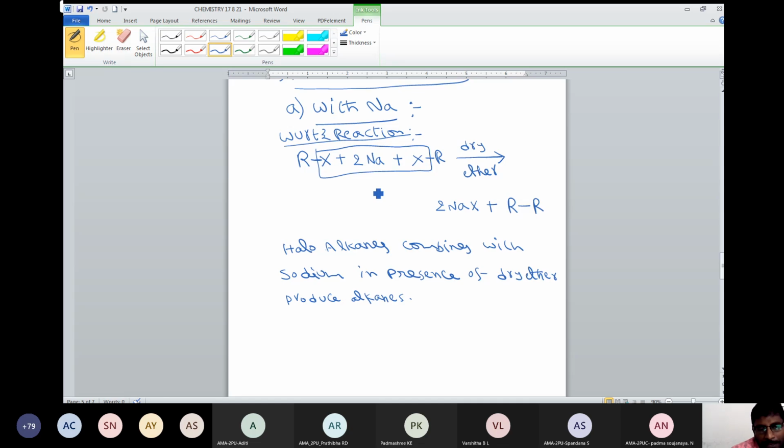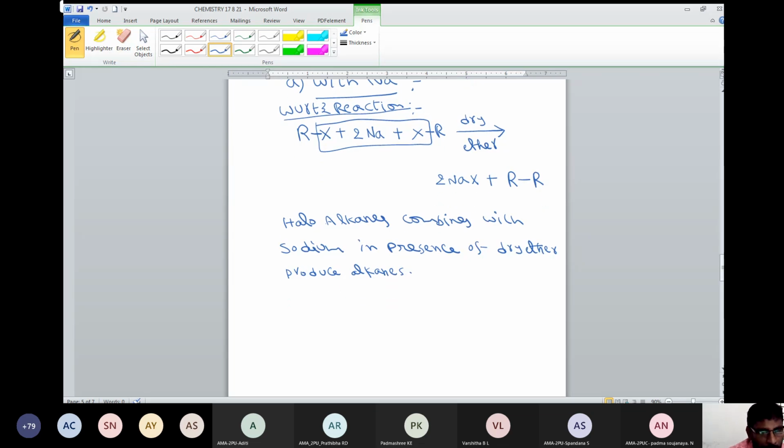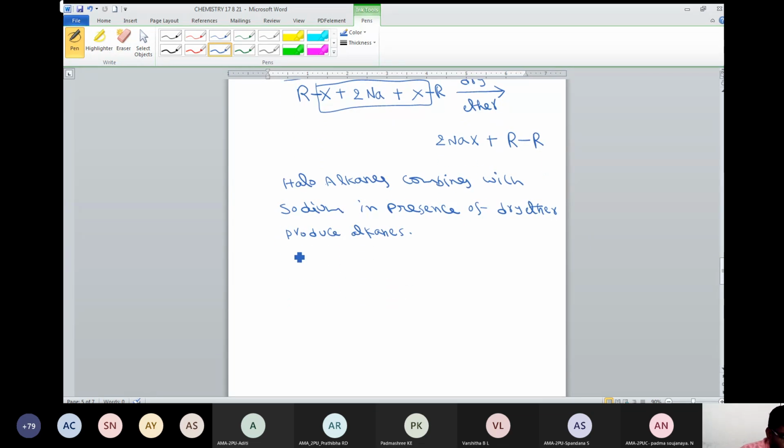This is in the hydrocarbon chapter of first PUC, in the preparation of alkanes. Maybe all of you forgot it, but in the first PU I already told you. First PU basics will continuously come in the second PU, so that's why first PU is also important. So, Wurtz reaction. What is the Wurtz reaction? Haloalkanes combine with sodium in presence of dry ether to produce alkanes. Examples we will see. I am taking CH3.